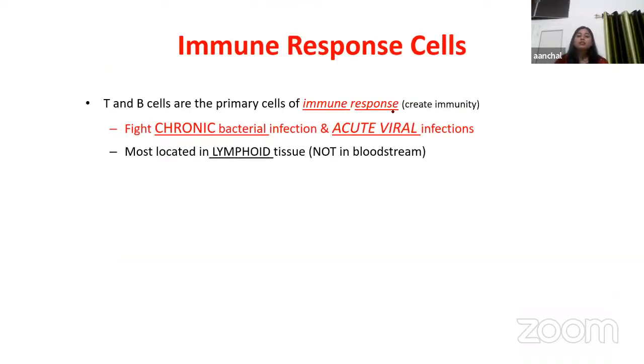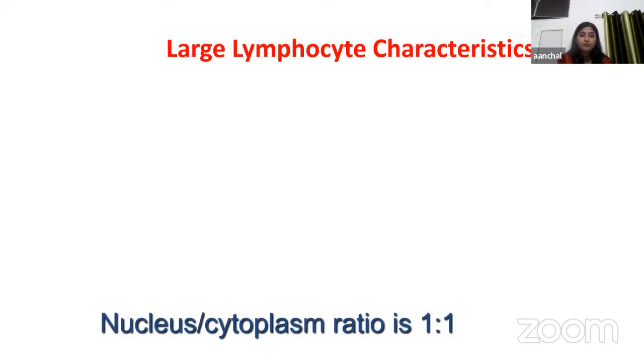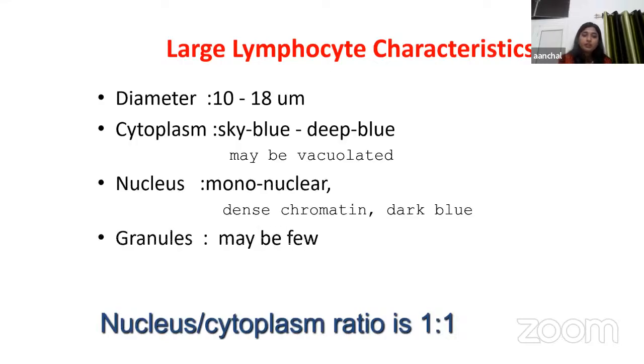Also, they are immune response cells. T cells and B cells are the primary cells of the immune response. They create immunity. They fight against chronic bacterial infection and also acute viral infection, and are mostly located in lymphoid tissue but are not present in the bloodstream.